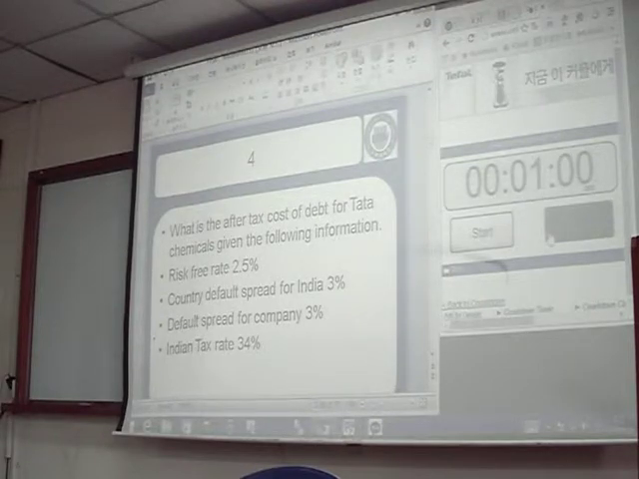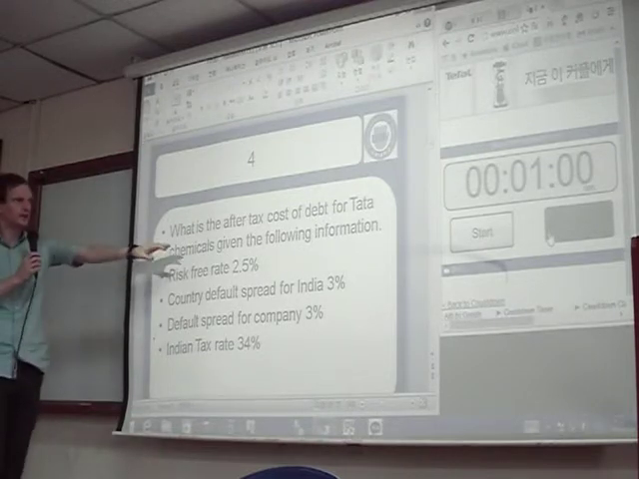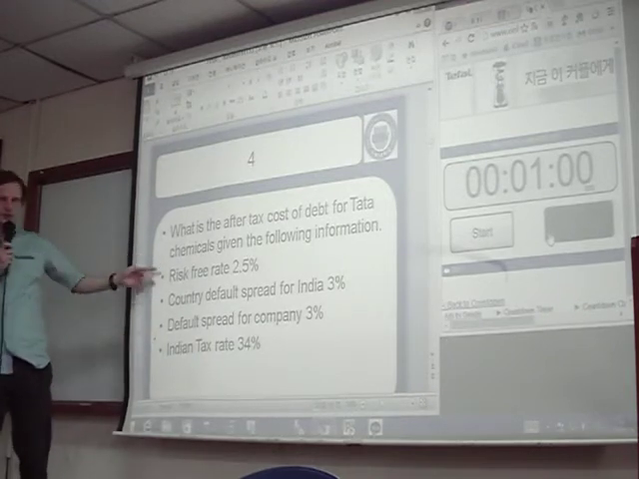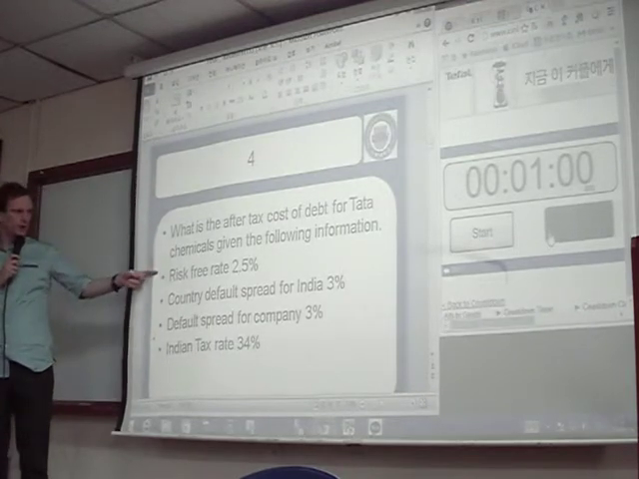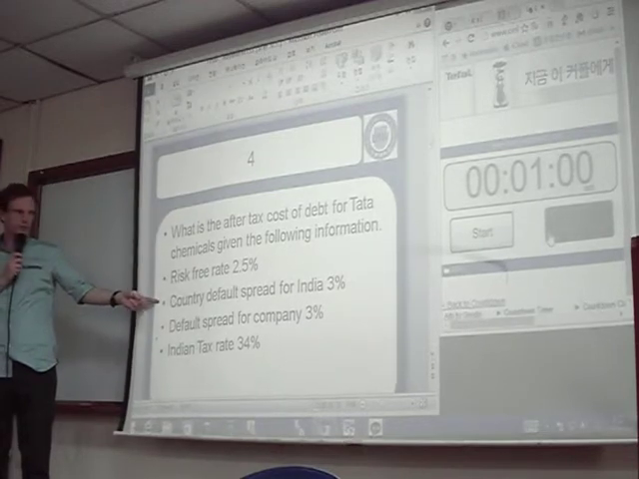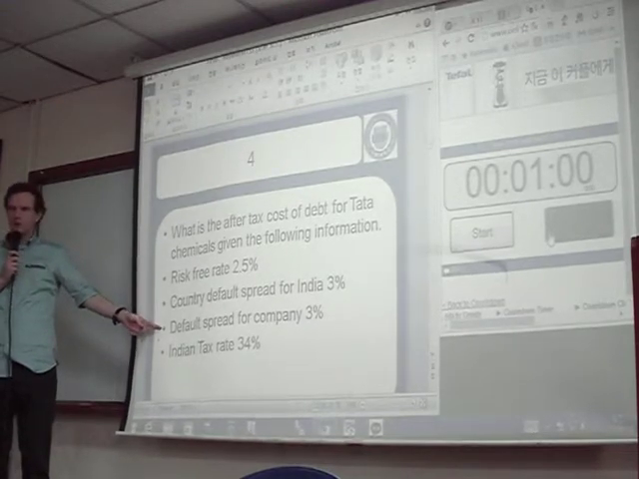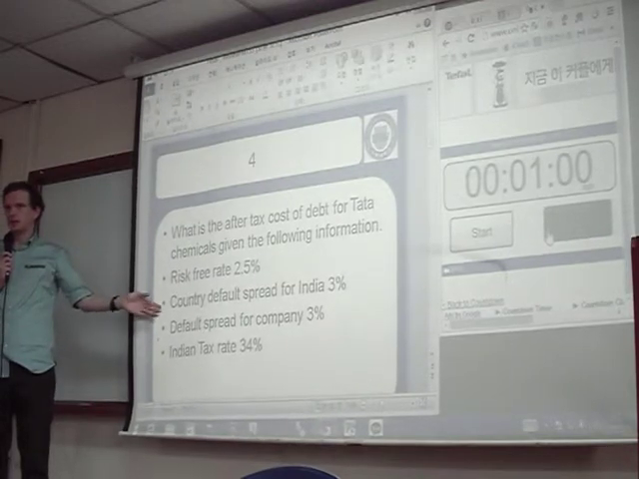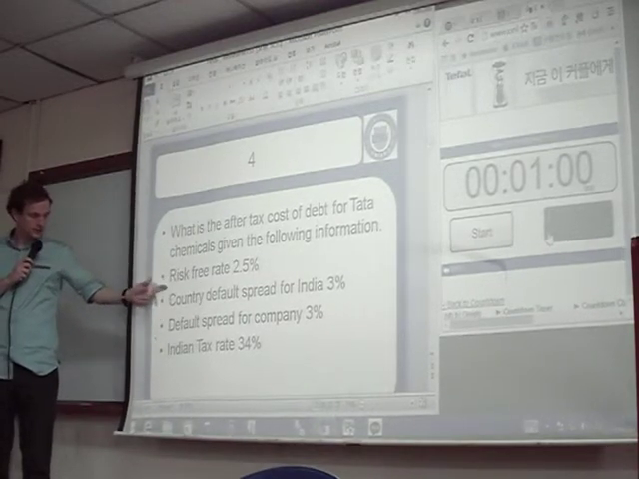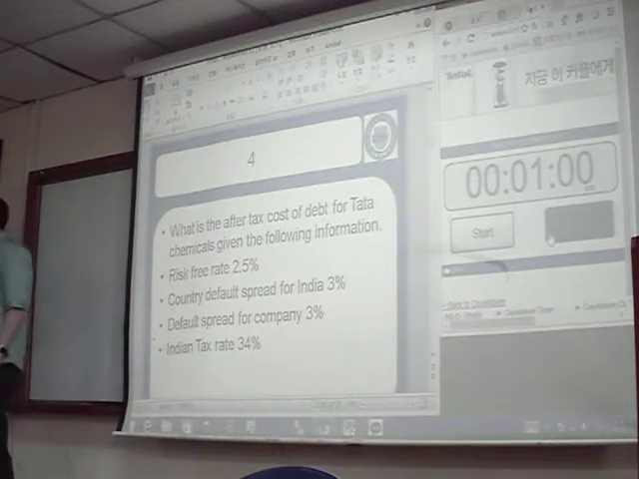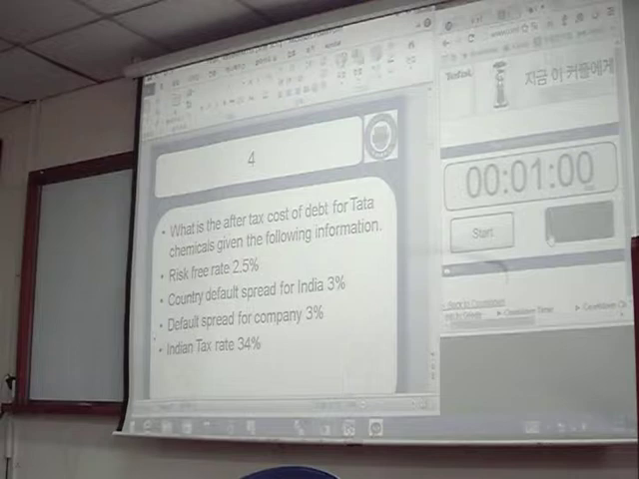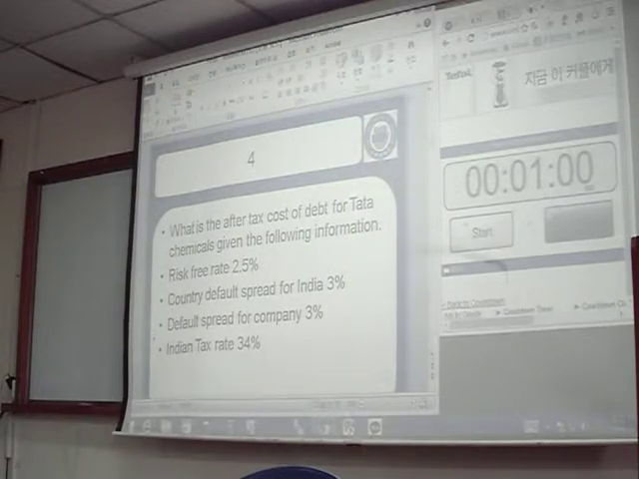What is the after-tax cost of debt for Tata Chemicals? So we're looking for the after-tax cost of debt, number four. Given the following information: risk-free rate, country default spread for India, default spread for the company. So the company must be rated B, it has a high default spread, right? And the Indian tax rate. So given this data, calculate the after-tax cost of debt for Tata Chemicals.